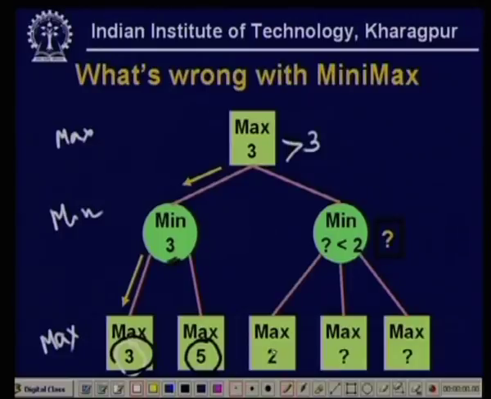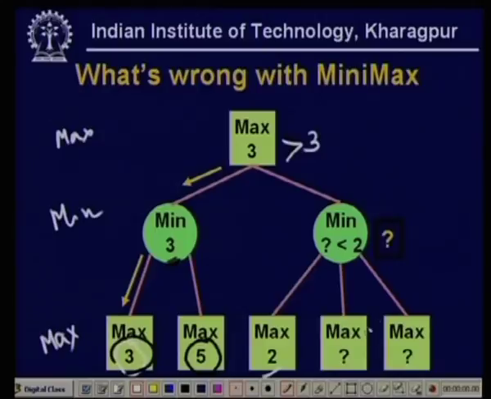Now, we come and explore this node. At this node, max has a value of 2. Now, if max has a value of 2, the value of min at this node must be less than 2. But if the value of min is less than 2, max has already a path where the value of minimax is 3. Along this path, the value of minimax is less than 2. So, whatever be the actual payoff values at these nodes, max will not be interested in this path.